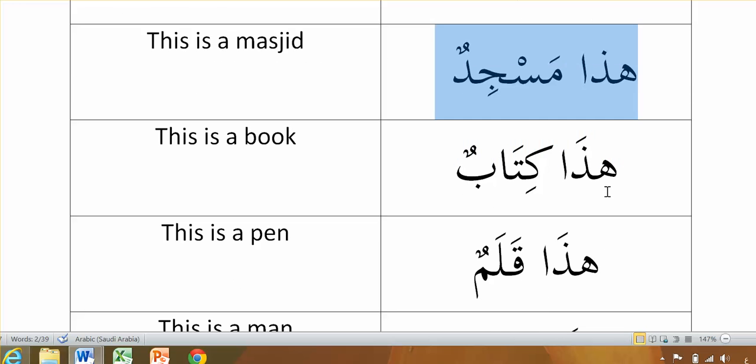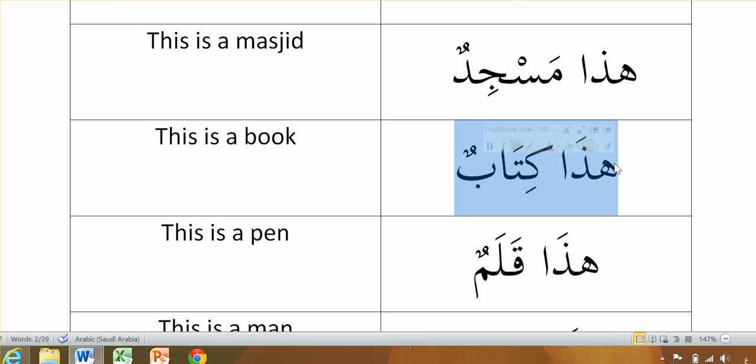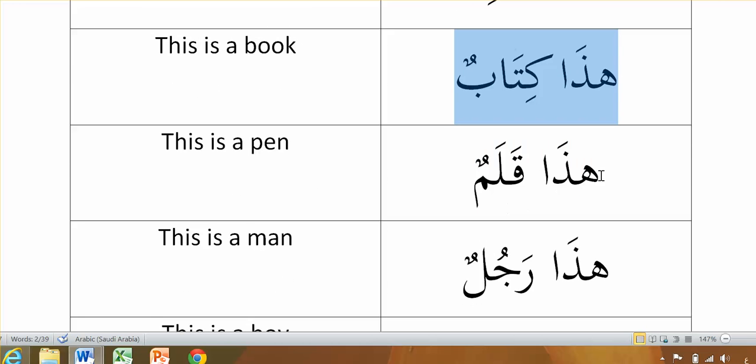Let's form another sentence. هذا كتاب. This is a book. Repeat. هذا كتاب. This is a book. هذا قلم. This is a pen.